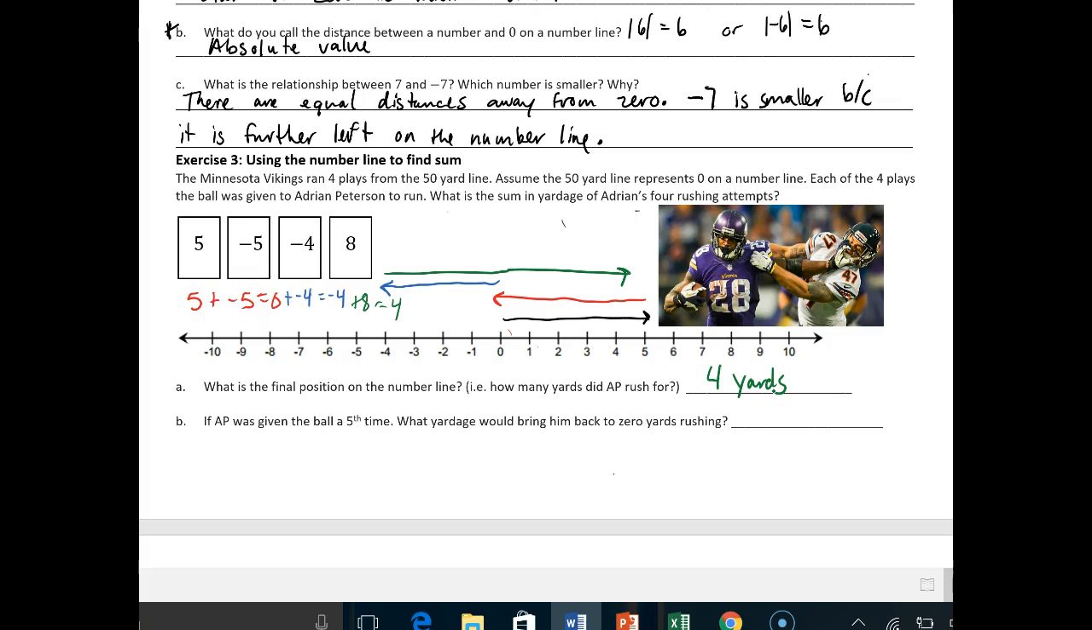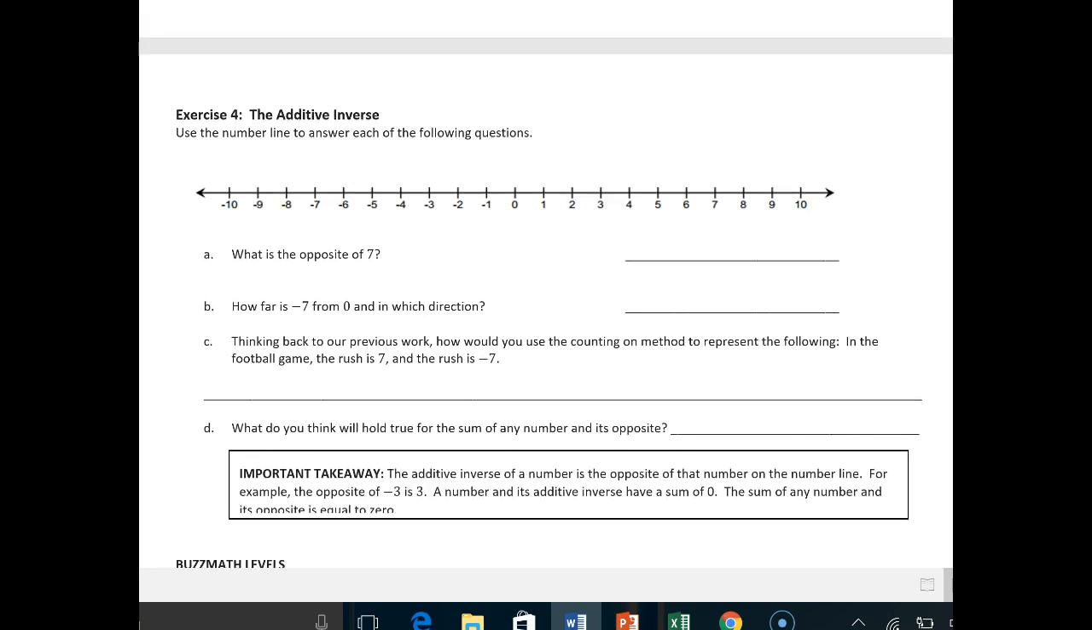If AP was given the ball a 5th time, what yardage would bring him back to 0? So what would happen where he would go from here back to 0? Well, that's simple. If I'm at a positive 4, how do I get back to 0? I lose 4 yards. I'd say negative 4 yards. Another way to say that is I would lose 4 yards. Right? To the back side.